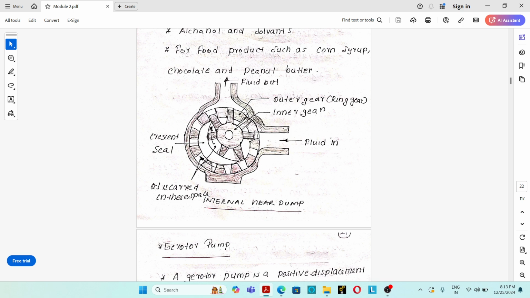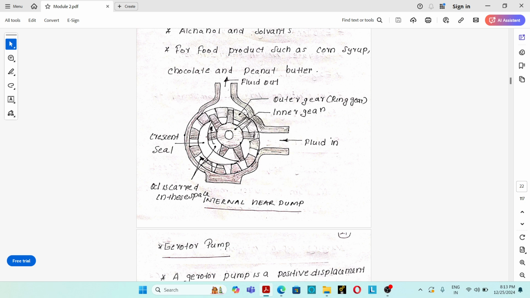But the outer gear, also known as the ring gear, has teeth protruding towards the center of the pump, or inward direction. So both gears are rotating in the same direction. When the internal gear is rotating, the external gear also rotates in the same direction.